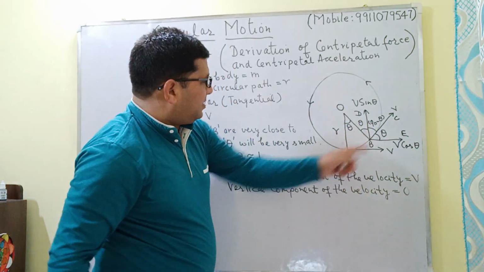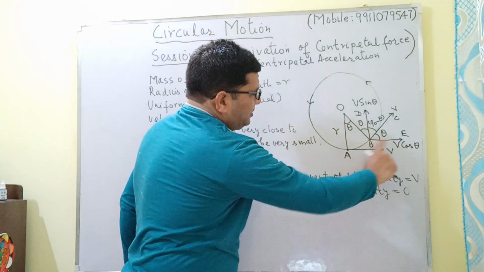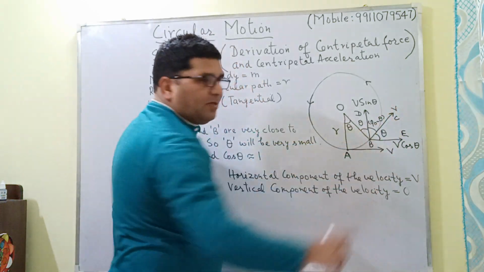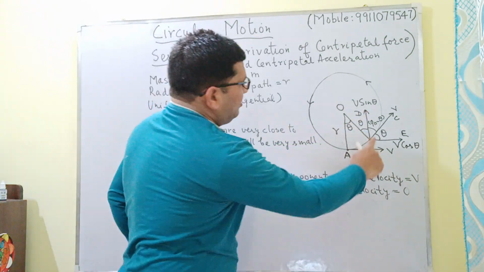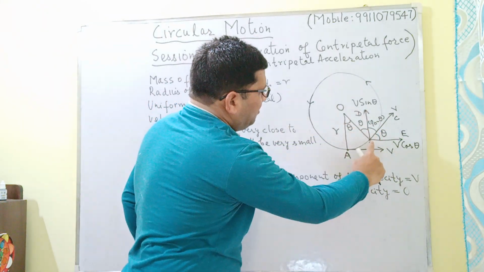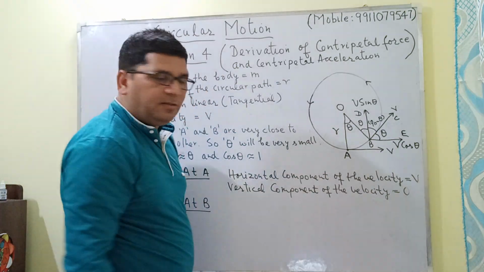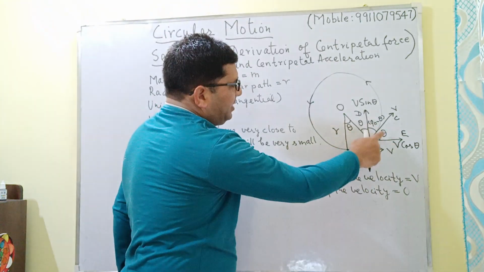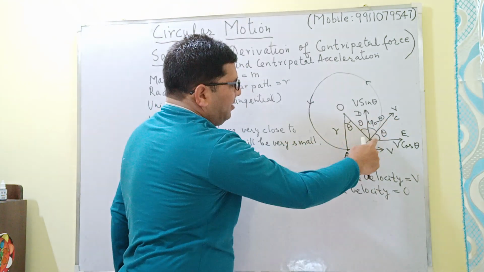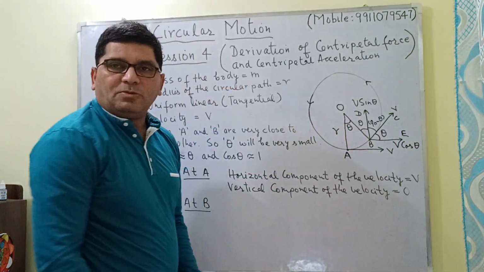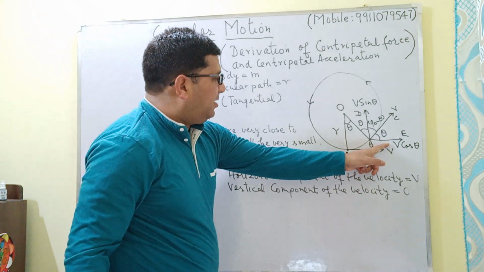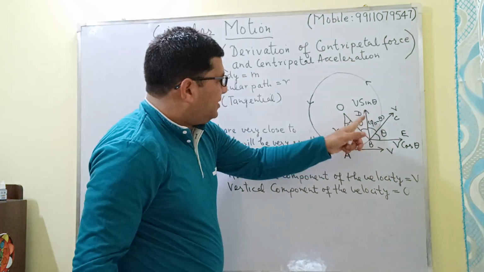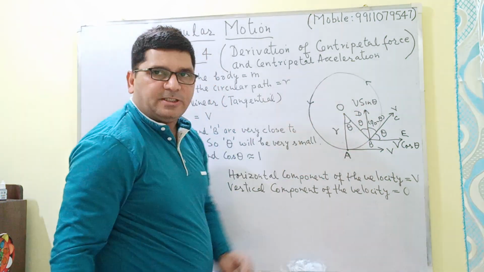V cos theta is the horizontal component of this velocity v, and V sin theta is the vertical component. This angle, that is DBE, will be equal to 90 degrees. If this is 90 and this is 90 minus theta, then this angle, that is CBE, is equal to theta. Now if this angle is theta, the horizontal component will be equal to V cos theta, and the vertical component will be equal to V sin theta.